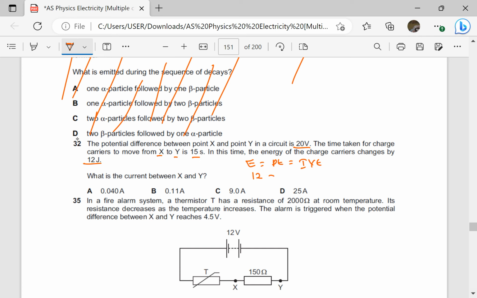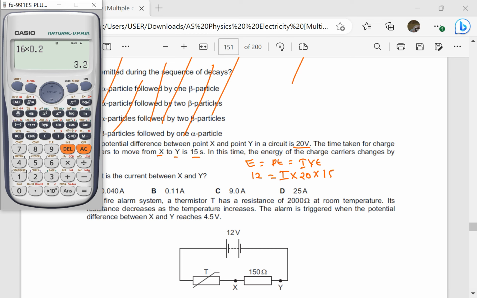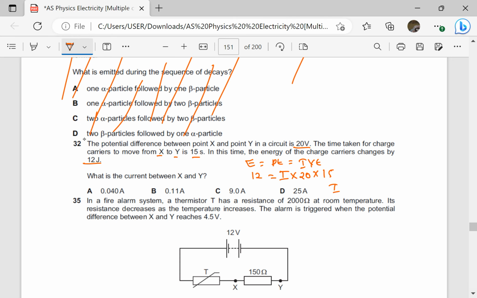So we shall say 12 is equal to I, which is not known, times V, which is 20, times T, which is 15. So we just press our calculator and find I. I will be 12 divided by 20 times 15, which gives us 0.04. So I is 0.04 amperes. So our answer is going to be A.